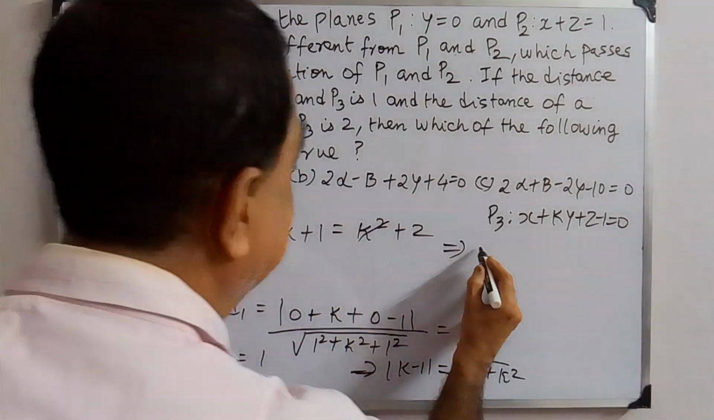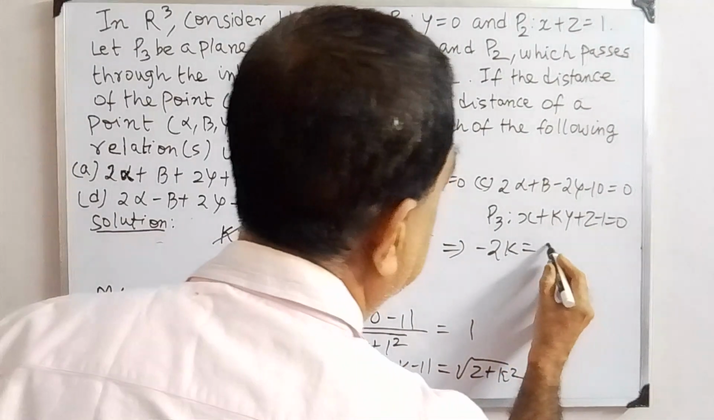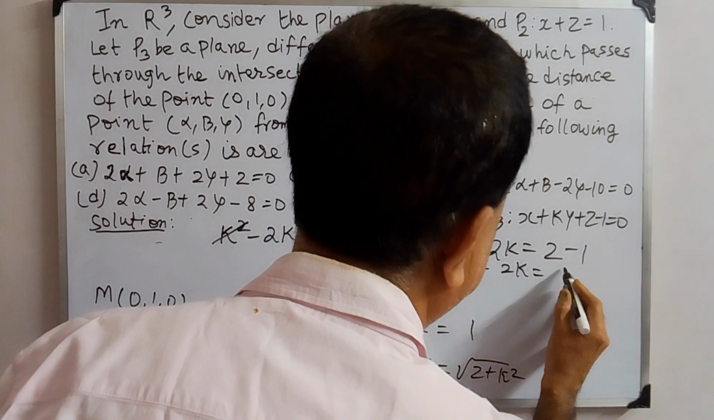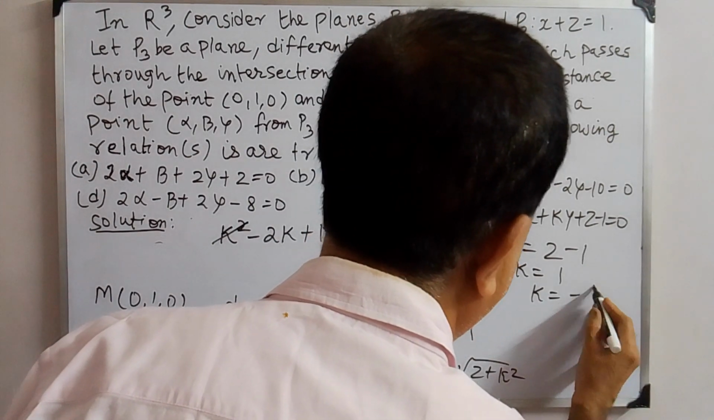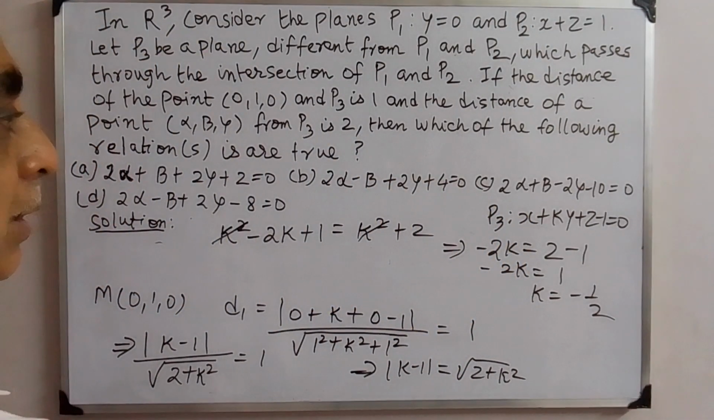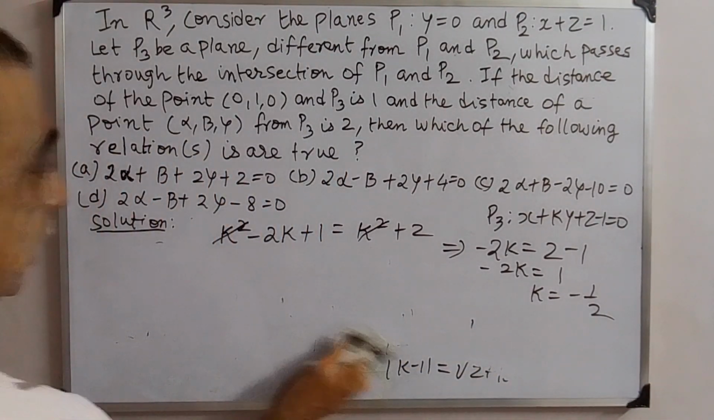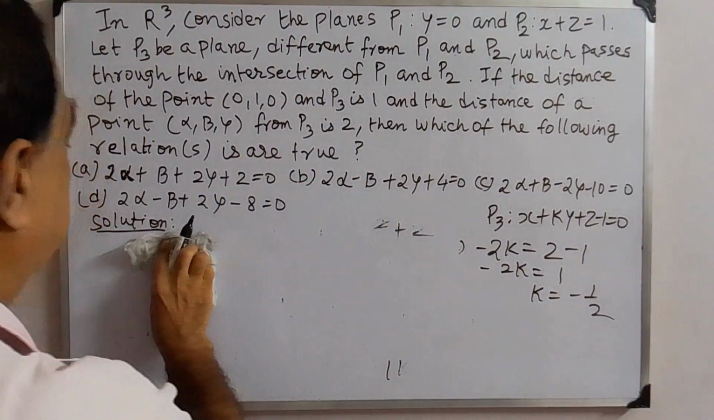Okay, so minus 2k equals plus 1, going this side it will become minus 1. So minus 2k becomes equal to 1. So k becomes equal to minus half. So that is the value of k. Okay, so here we have got the value of k equals minus half.